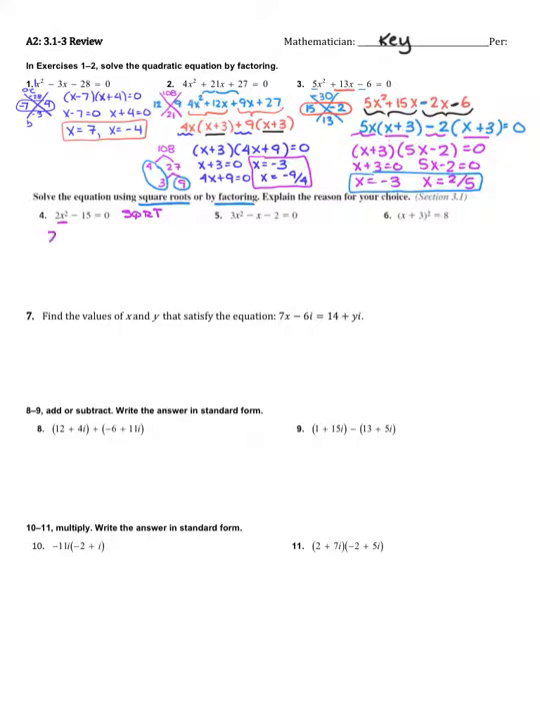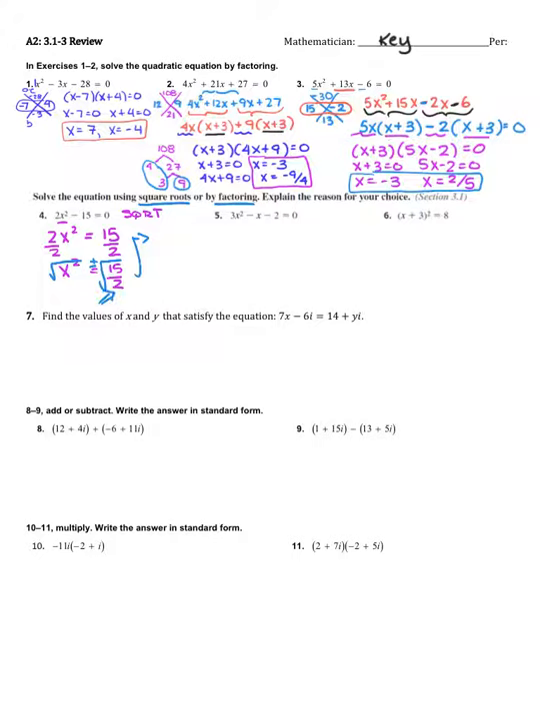So remember, the square root method says isolate your squared term. So we add 15 to both sides, divide by 2. So I have x squared equals 15 halves. Once I have my squared term isolated, I take the square root of both sides without forgetting my plus or minus. The problem here is you're not allowed to have a radical in the denominator here.